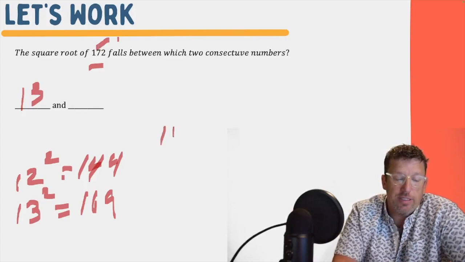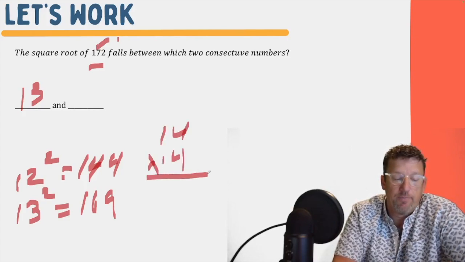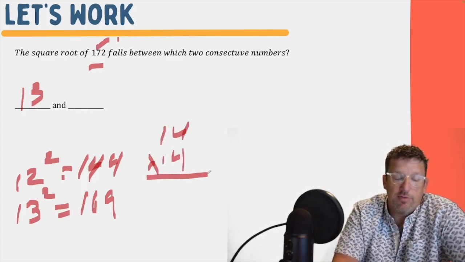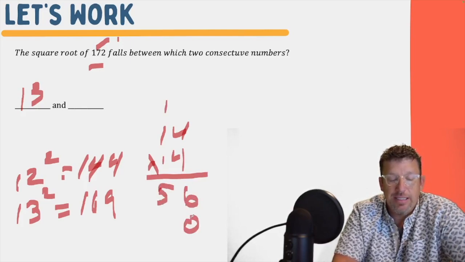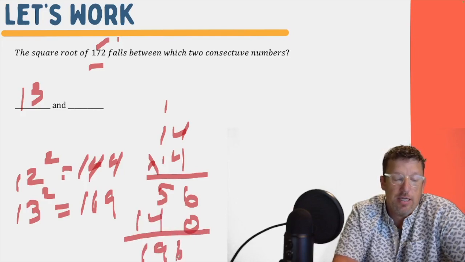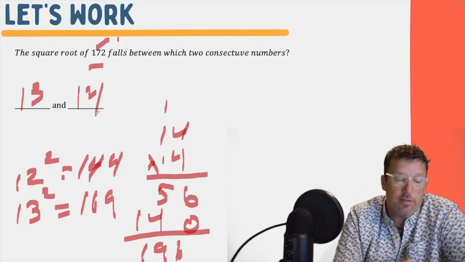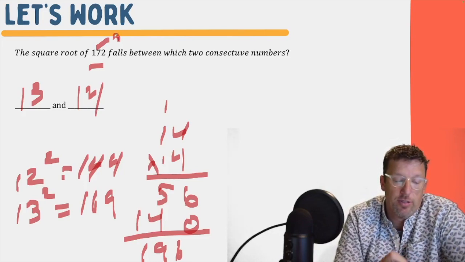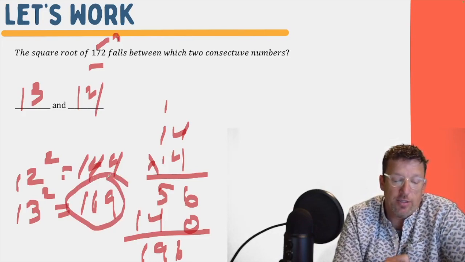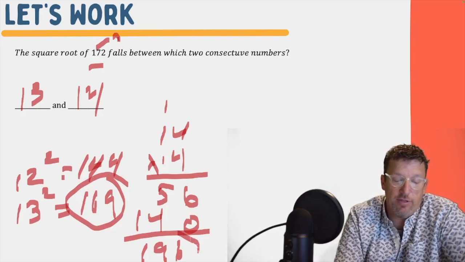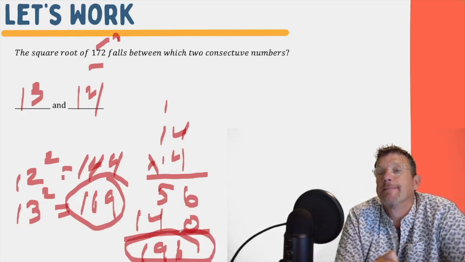So what is 14 times 14? Well, let's check it out. 4 times 4 is 16. 4 times 1 is 4, plus 1 is 5. 0. 1 times 14 is 14, equals 196. So 13 and 14. And what is it closer to? Well, 172 is real close to 169. It's only 3 away, and 172 from 196 is what, 24 away. So it's probably closer to the 13.